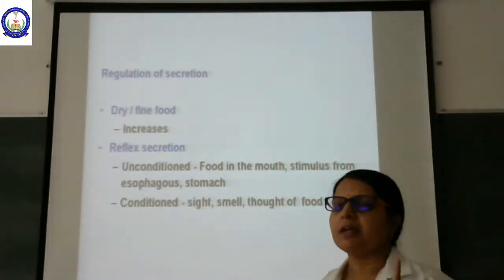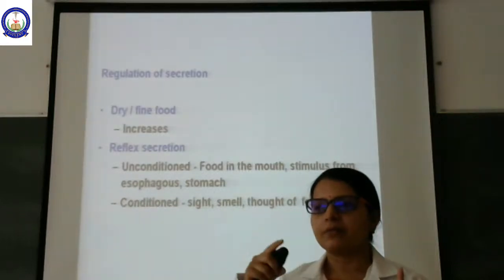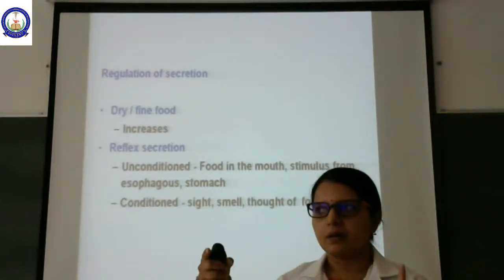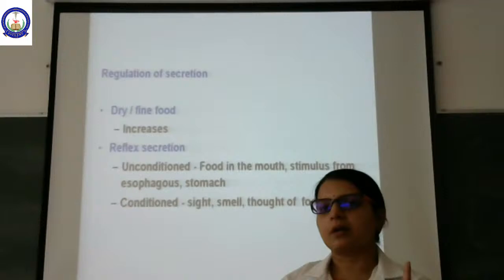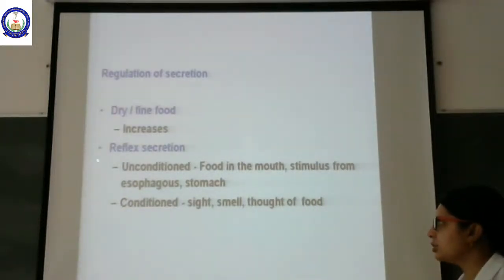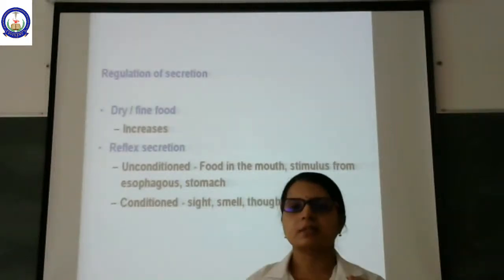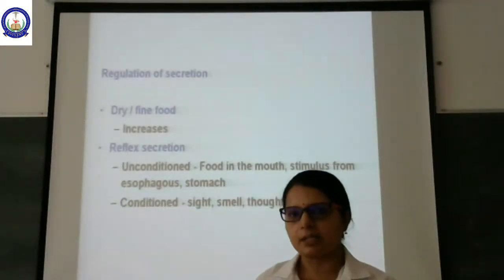For that, it should have been conditioned. The person should have tasted the food. The person should have linked the consumption of food with something. Only then it is called conditioned. Unconditioned means it is not. When you eat food, if you place it inside the mouth, it will act as a stimulus for the secretion of salivary juice. It is unconditioned.